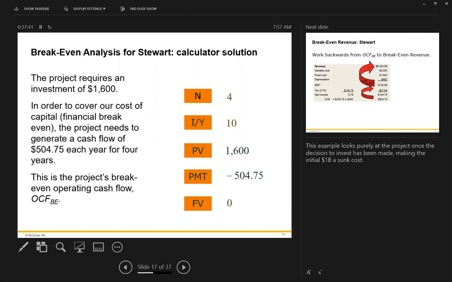So if you're using your formula, you want to put in the information for the present value of an annuity, where the present value is 1,600, the N is 4, and the interest rate is 10%. And that will give you your PMT. So the amount of cash flow that this project must create is 504,775.